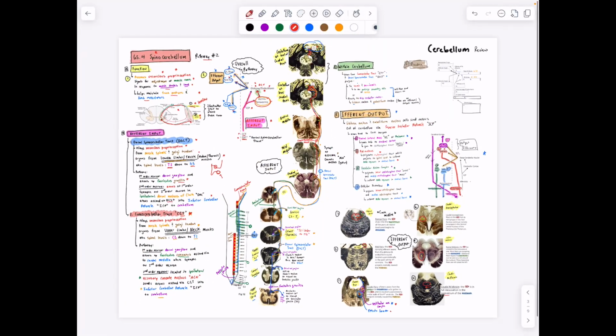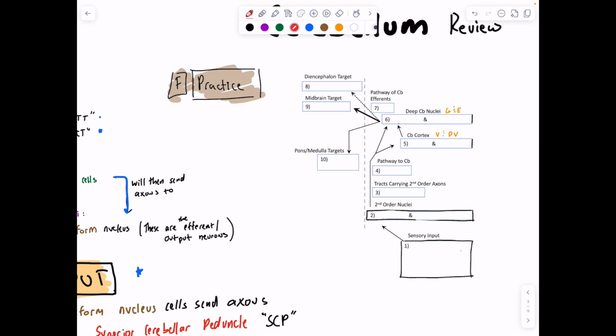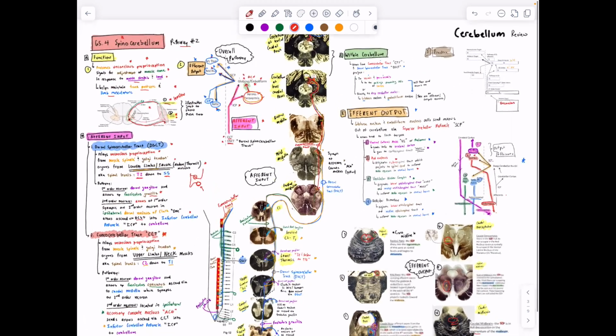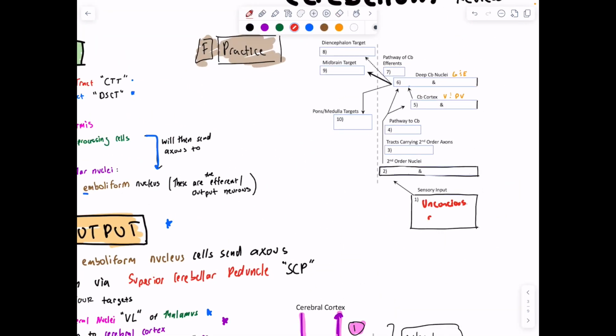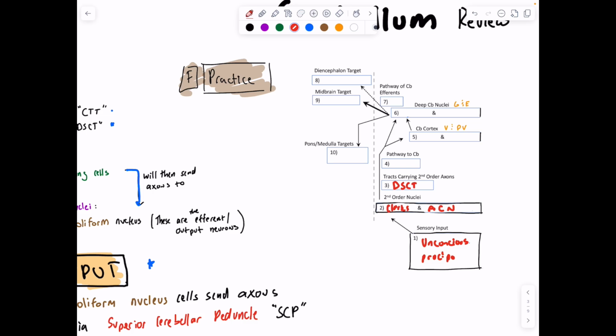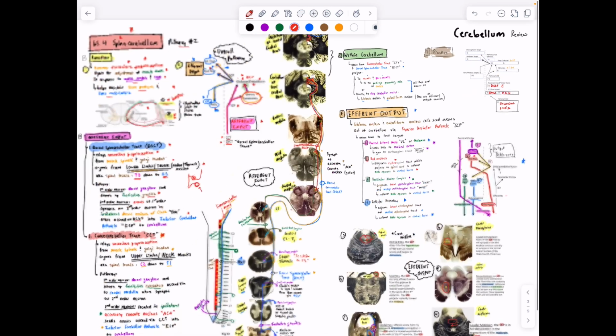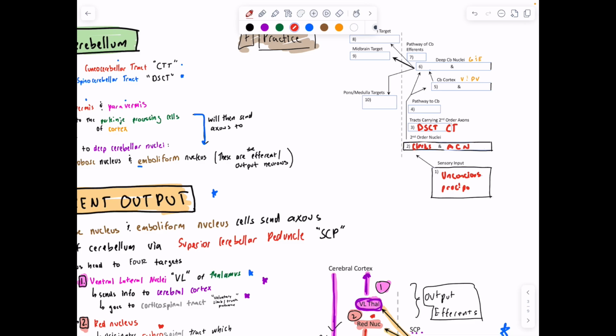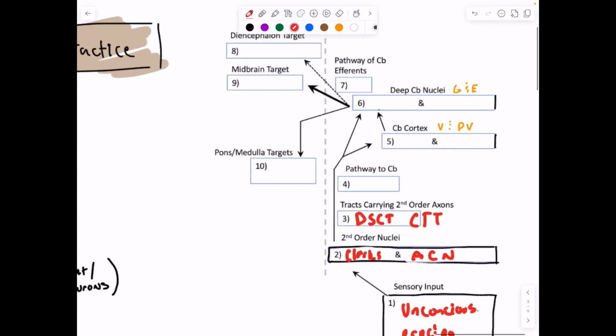Okay, so yikes, that was kind of excessive and obnoxious, but let's just practice really quickly. So we have unconscious proprioception for the spinocerebellum, unconscious proprioception, and this is coming in via dorsal root ganglion. It's going to ascend via fasciculus gracilis until it gets to Clarke's. Or if you're in the T1 through C2 region, the neck region, then you're going to do fasciculus cuneatus until you get to accessory cuneatus nucleus. Tracts carrying the second order neurons are going to be the dorsal spinocerebellar tract, and then the cuneocerebellar tract, CTT. I don't know why it's CTT and not CCT. That's kind of weird to me, but whatever.